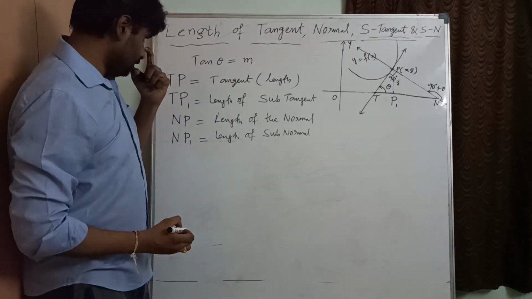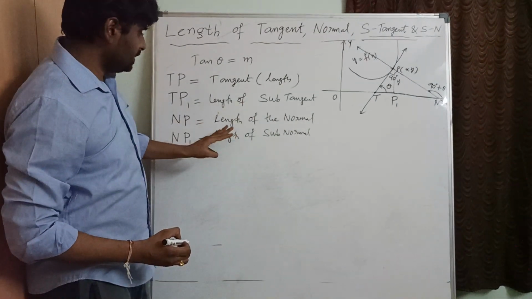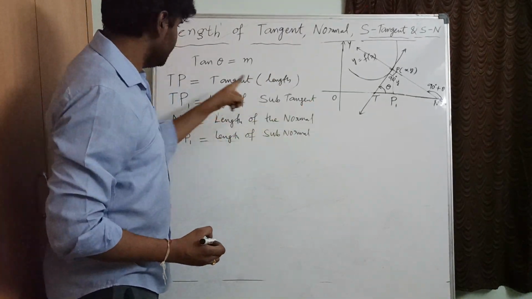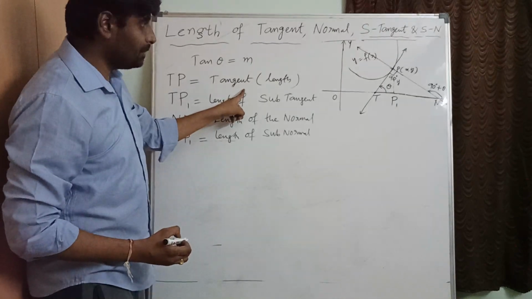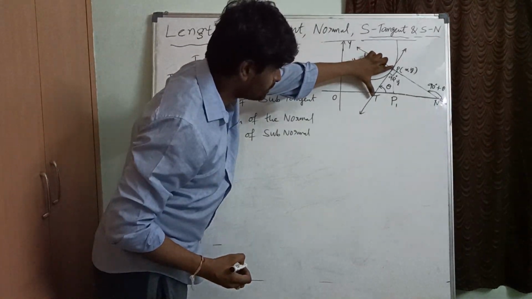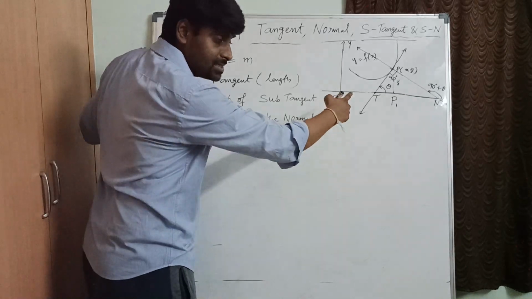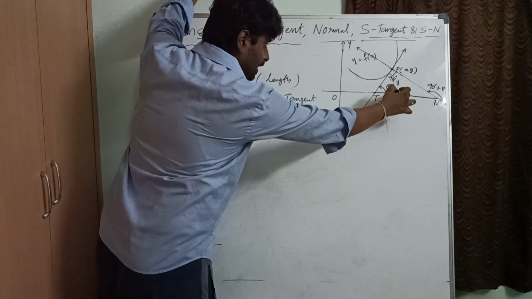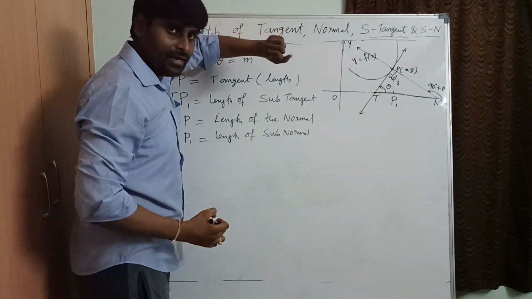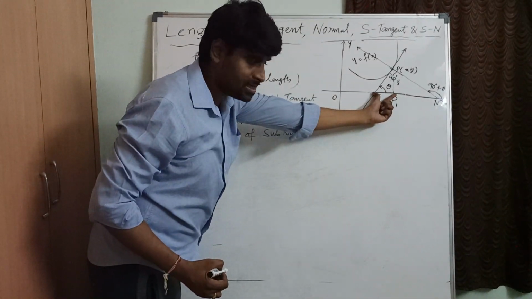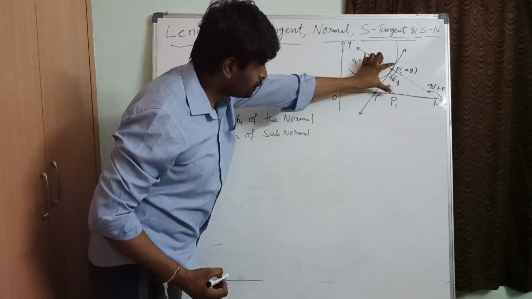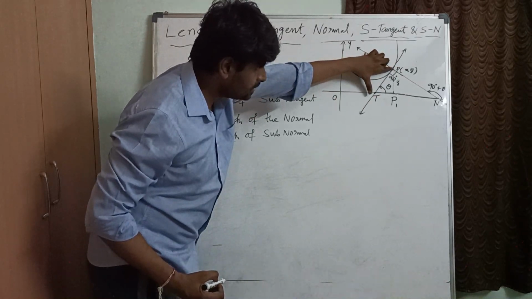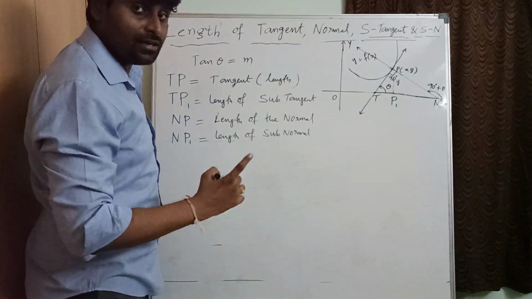Clear? So length of tangent, length of subtangent, length of normal, length of subnormal. Let us find these lengths. First of all, let me find the length of tangent, TP, means this value I need. Now if you observe this right angle triangle TPP1, do you know the adjacent value? No. Do you know the opposite value? Yes, PP1. And we need the hypotenuse, which is the length of tangent.